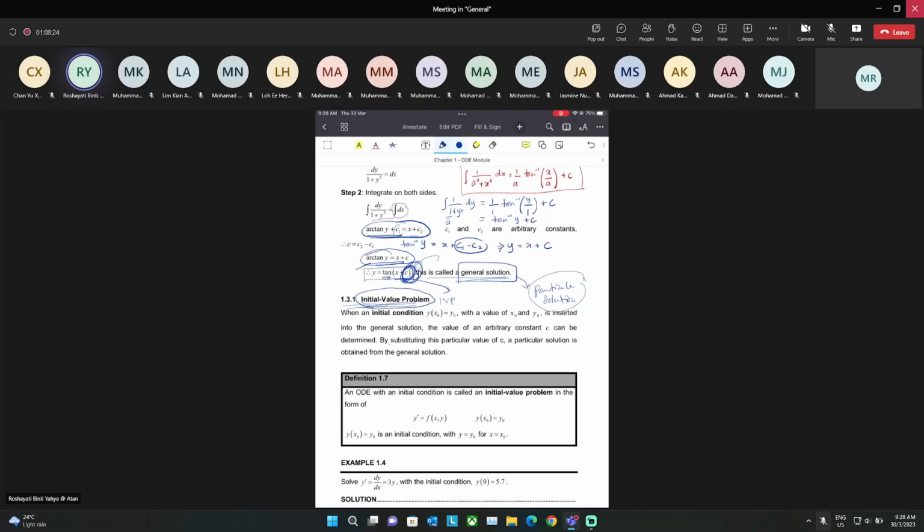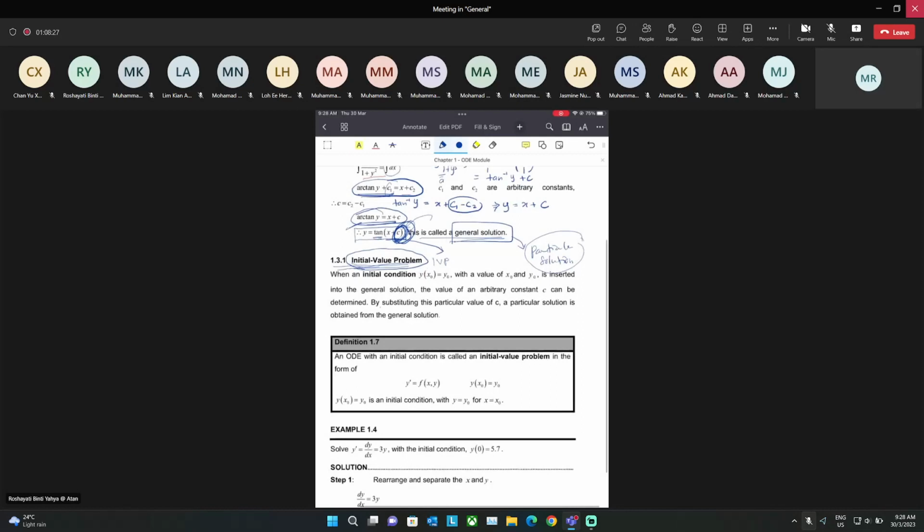Alright. Now, about the initial value problem. When an initial condition is given, a function of y when x is x naught, you will get y naught. With the values of x naught and y naught inserted into the general solution, the value of the arbitrary constant c can be determined. By substituting this particular value of c, a particular solution will be obtained. That is the purpose of the initial value problem.